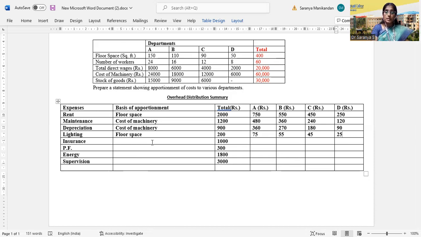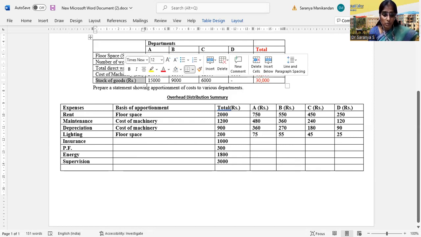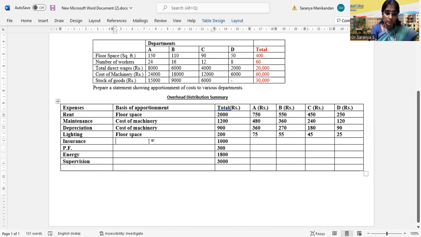Then the next expense is insurance. So when insurance is given, first you go for stock. Usually we will take insurance for the stock, also for employees, also for asset. So here you should know which is the best suitable basis. First, for insurance, you look at the basis of stock. So here we have stock of goods. So stock of goods will be our basis here. Insurance can be taken for stock.